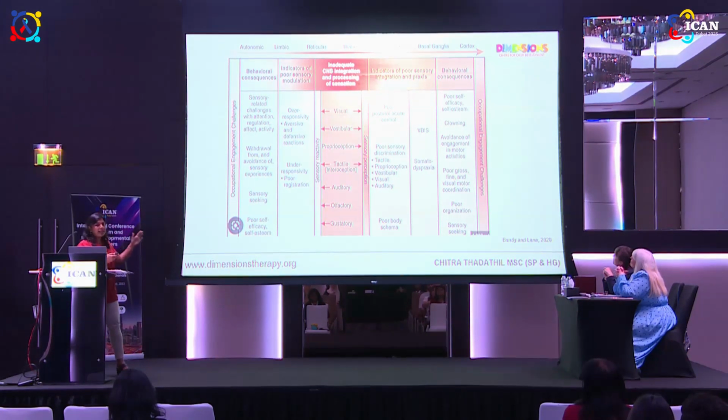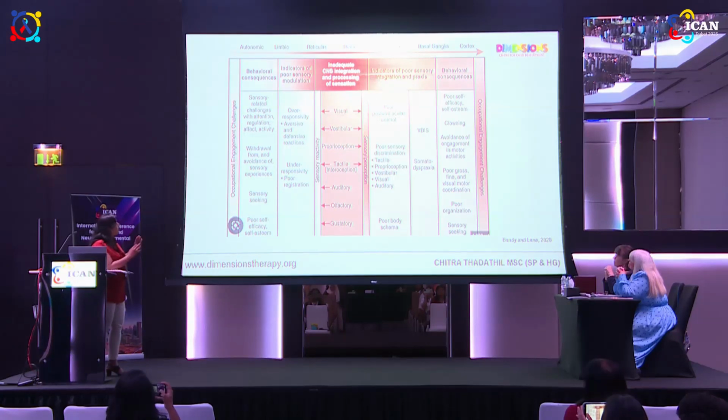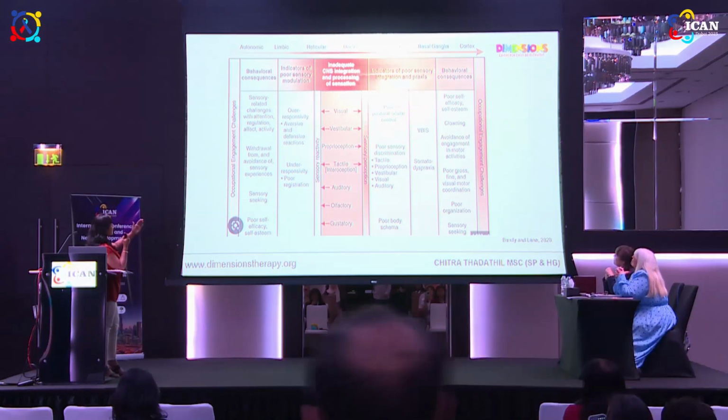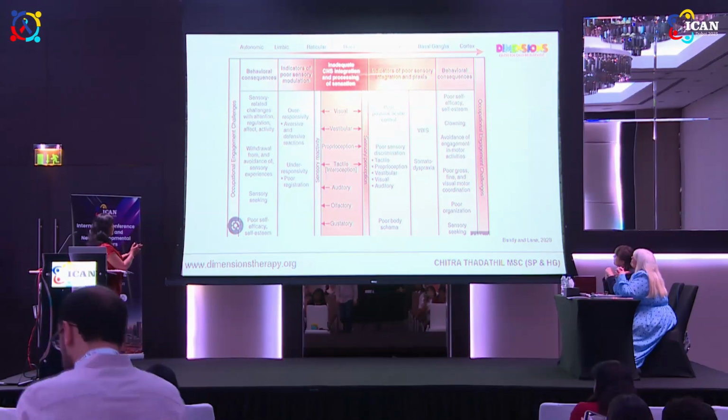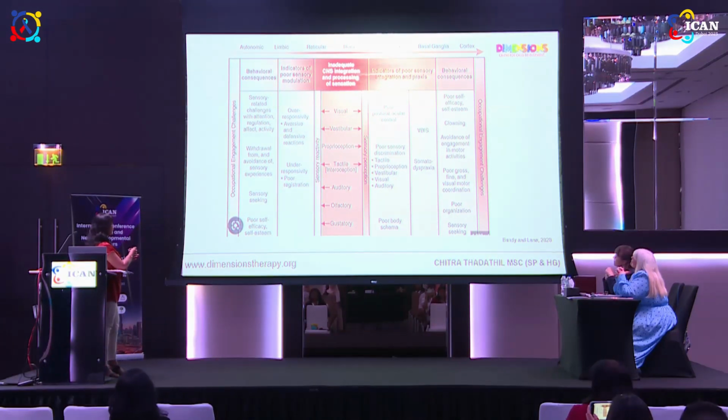What we currently recommend, proposed by Bundy and Lane in 2020, is a more simplified way of understanding sensory integration. You don't have to look at the whole picture, you won't get anything. Let's look at the center. Can you see the right middle part of it? Inadequate central nervous system integration and processing of sensation. We have vestibular, visual, proprioception, tactile, auditory. Let's focus on this.